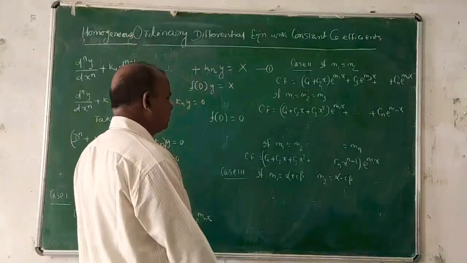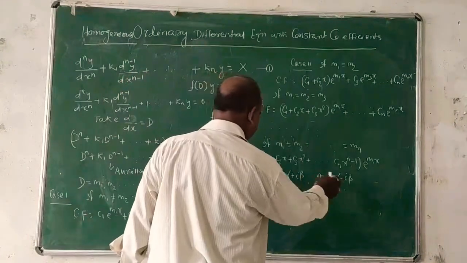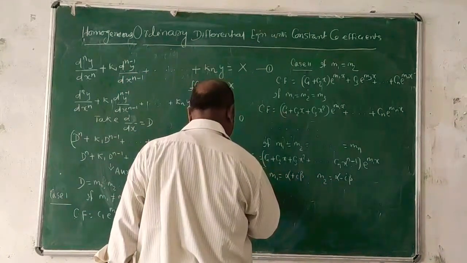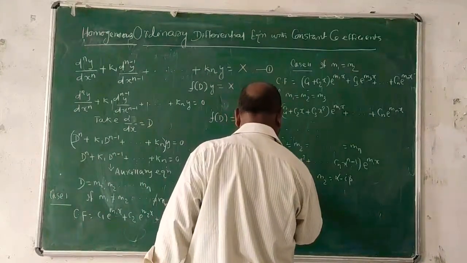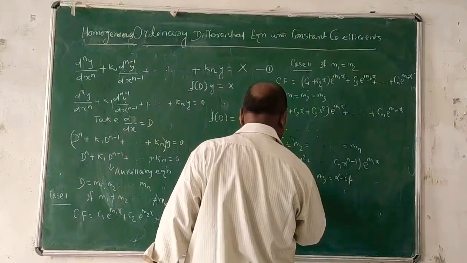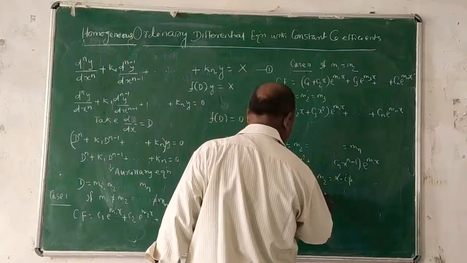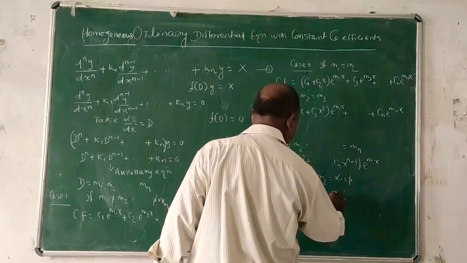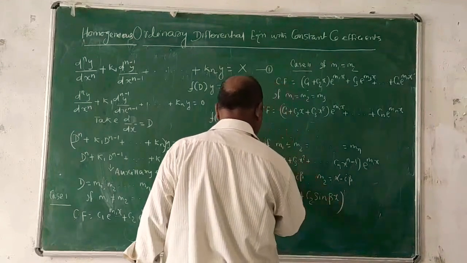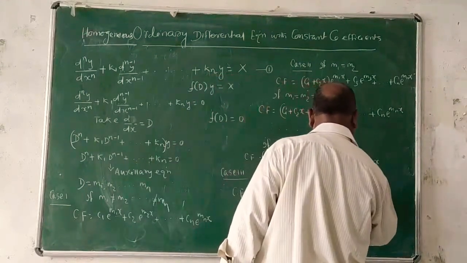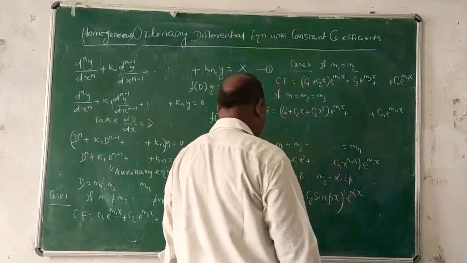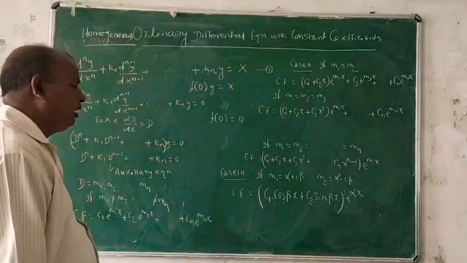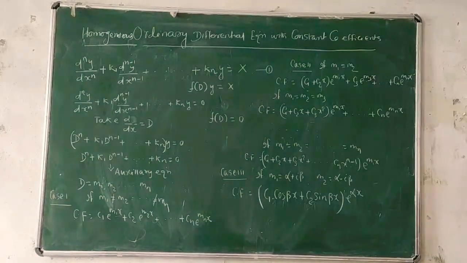So if m1 is like this and m2 is like this, then you get the complementary function: e^(alpha x) into C1 cos(beta x) plus C2 sin(beta x).